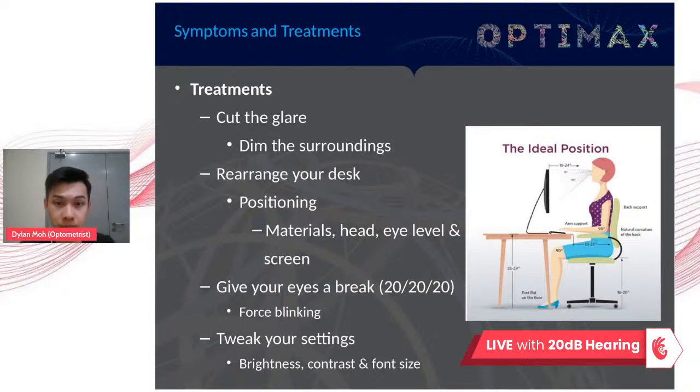Followed by the posture, we also need to take care of the surroundings, like cutting the glare. If you are in a very, very bright environment and you find it hard to look at things, try going to areas that provide normal lighting.